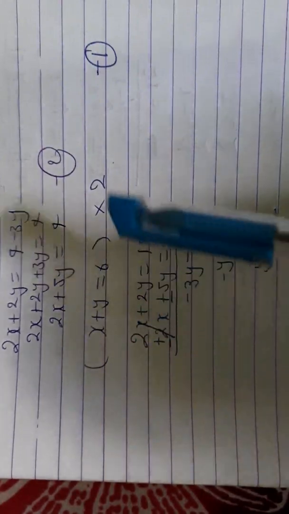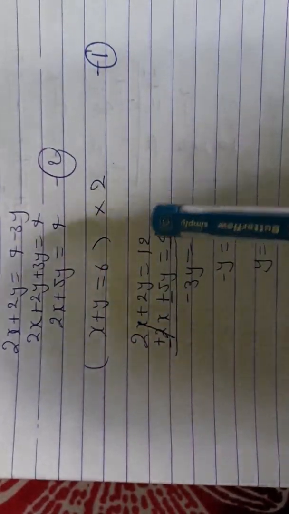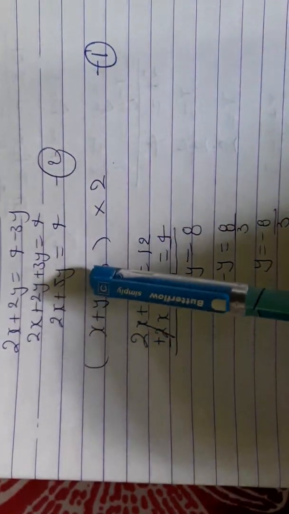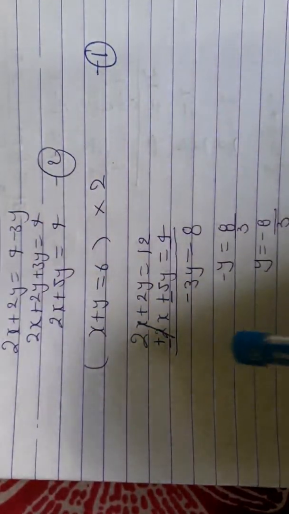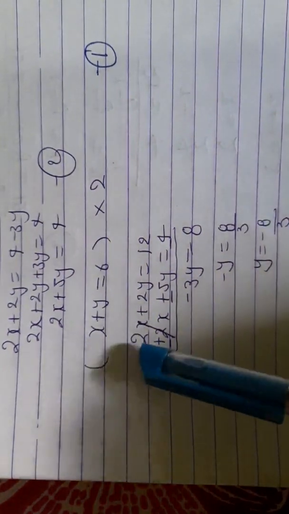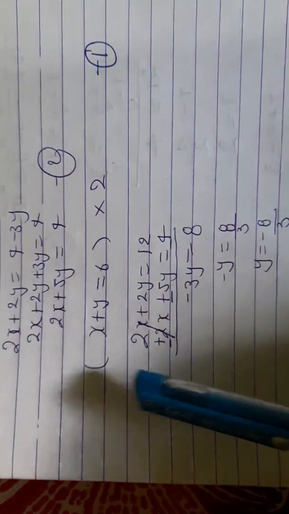Okay, multiply by 2. So 2x plus 2y and 2 times 6 is 12. Okay, this is our first equation. And then the second one, 2x plus 5y is equal to 4. And in this case, both have the same sign.